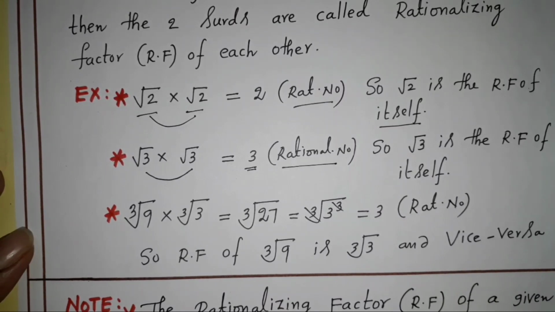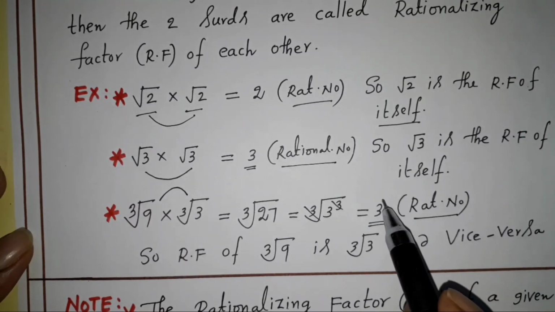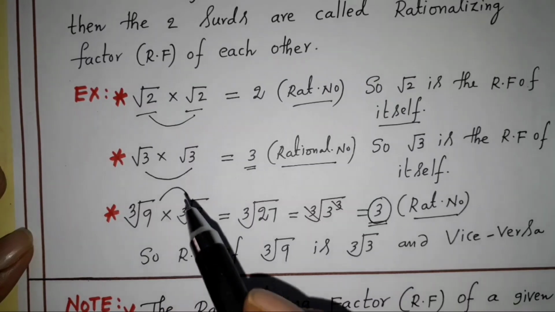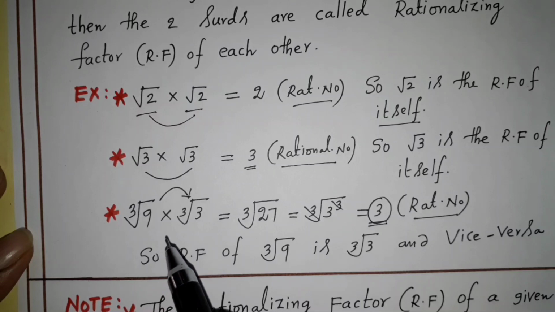So, root 3 is the rationalizing factor of itself. One more example, children. Cube root 9 into cube root 3. Yes, both are having cube roots now. So, cube root 9 times 3 is cube root 27. Cube root 27 you can write as 3 cube. Cube root and cube get cancelled. The final answer is 3, which is a rational number. So, by multiplying these two surds, you are getting a rational number. That's why this cube root 3 is the rationalizing factor of cube root 9 and vice versa. That means this cube root 9 is the rationalizing factor of cube root 3.